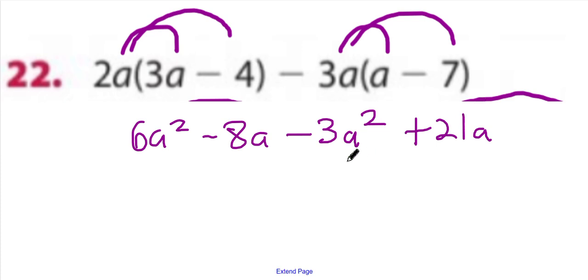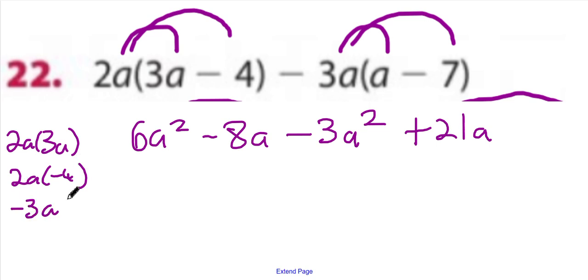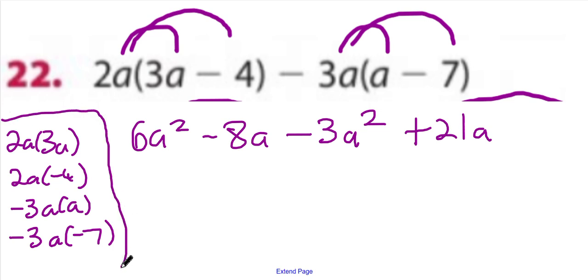Now, for those of you wondering, each line, you could write them out. You could just go, it's 2a by 3a, which is 6a squared. Then it's 2a by minus 4, which is minus 8a. Then it's minus 3a by a, which is minus 3a squared. And then it's minus 3a by minus 7. 2 minuses make a plus, right? So some people do that in their heads. Other people might need to write that down. It's up to you. Just get it right where possible.